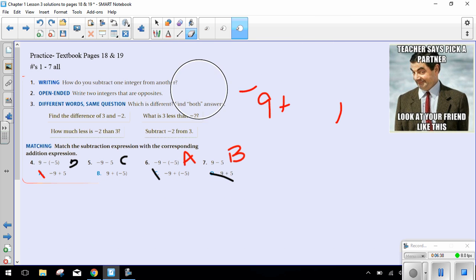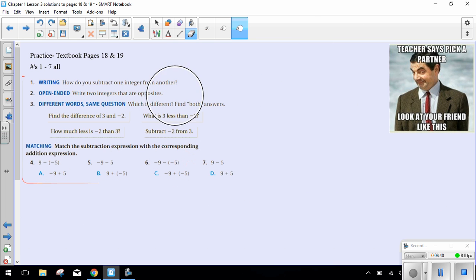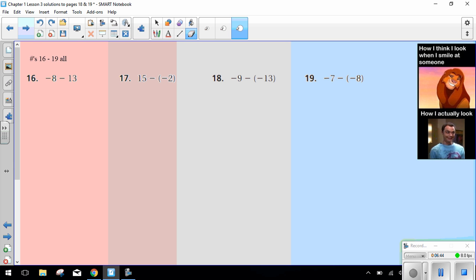If you have any questions on any of these, please make note, and we'll review them again later. Okay, the next section was 16 through 19 all. I do expect that you copy each question, rewrite them, and then use the rules of addition to solve. So everything you see on the screen is everything that I expect to see in your notebook.